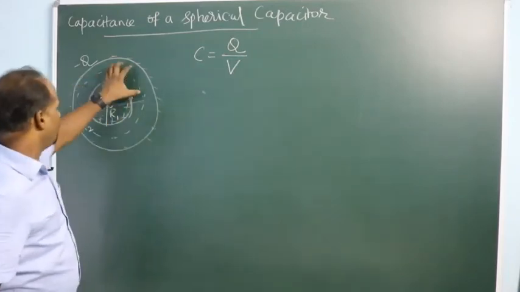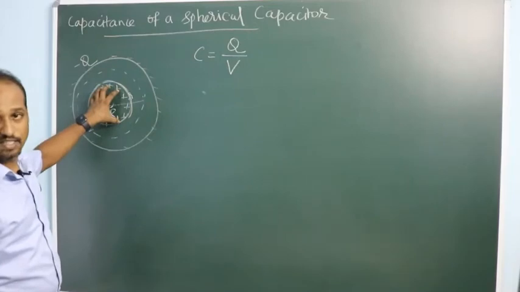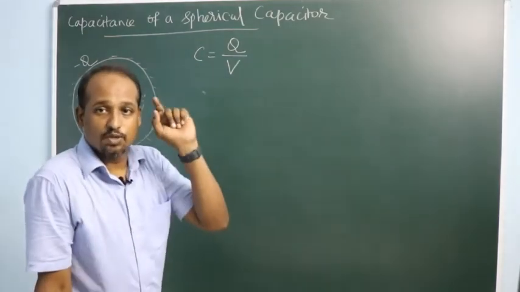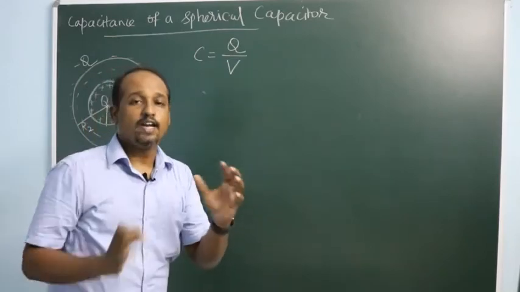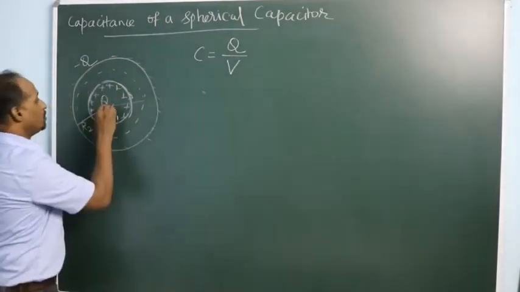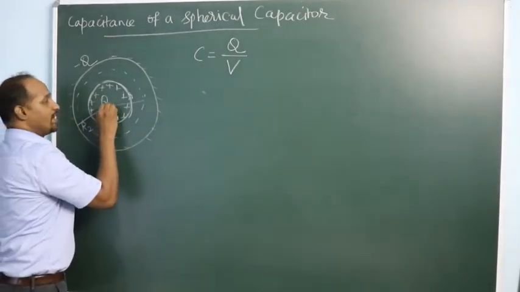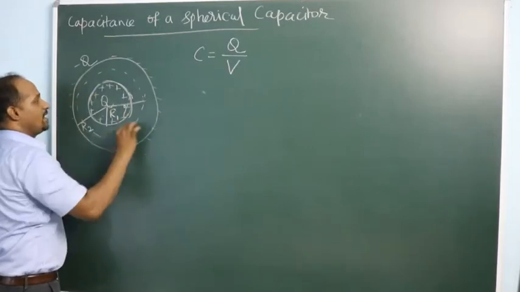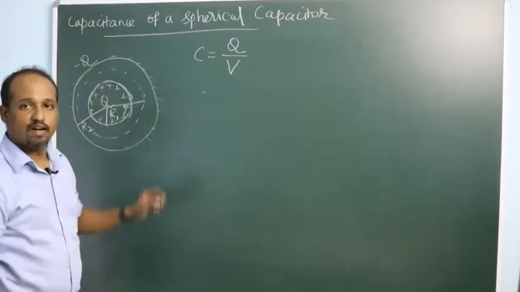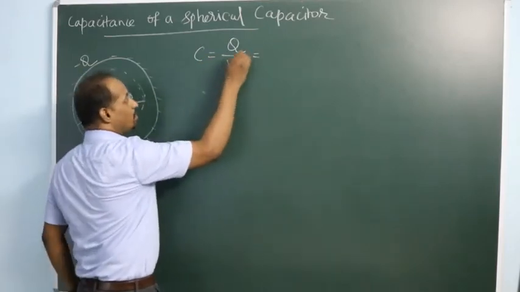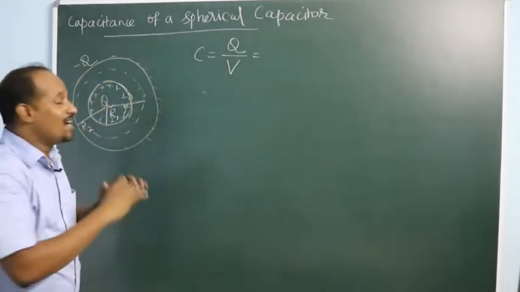At any distance R from the center, the electric field will be, because we know that the electric field in this region is due to only this positive charge, and if you give a charge to a spherical conductor, it behaves as if all the charges are at the center. If all the charge Q is at the center, it is like a point charge. At a distance R, the electric field here will be equal to 1 by 4 pi epsilon naught into Q by R square.